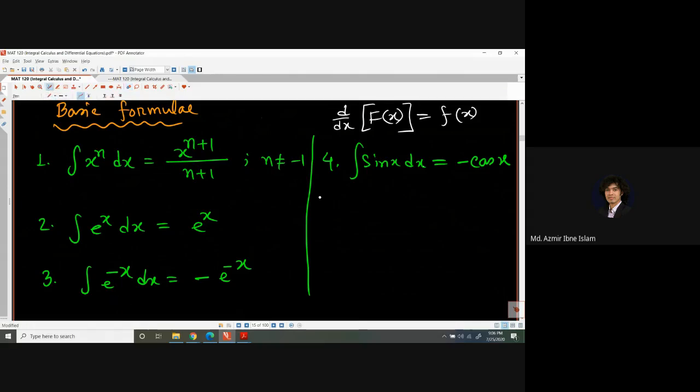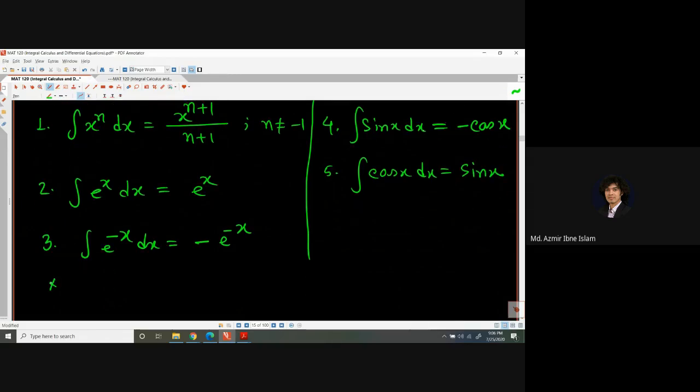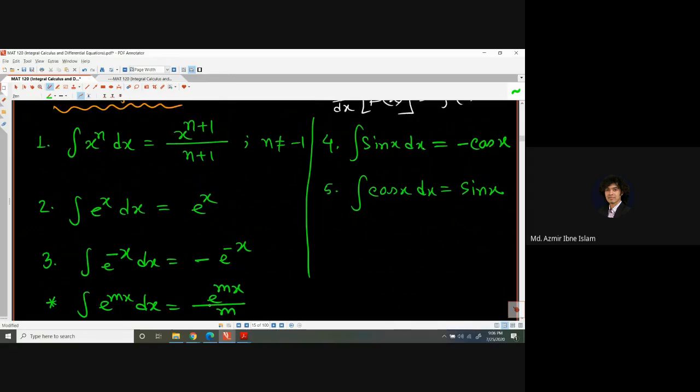Again, I am mentioning some other formulas. The integration of cosine x is equal to sine x. Or, let's say the integration of e^(mx) dx is actually e^(mx) over m. Remember, since these are indefinite integrals with no lower and upper limit, we can add a constant, plus c. Is that okay?